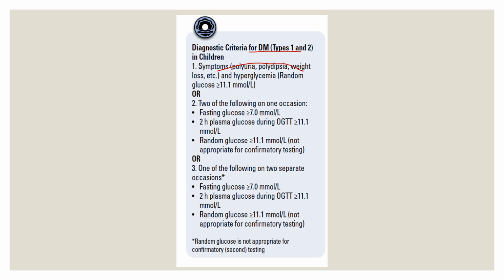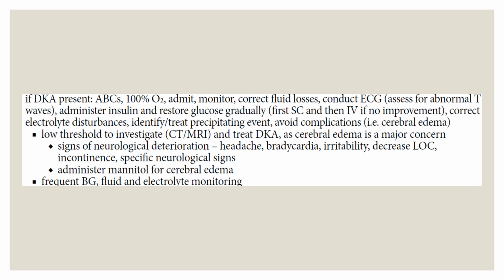Again, the symptoms are polyuria, polydipsia, and weight loss. There can be hyperglycemia or 2 of the following on one occasion, that is fasting glucose more than 7 or 2-hour plasma glucose more than 11.1 in millimole per liter, or random glucose more than 11.1. Okay, or one of the following on 2 separate occasions: fasting glucose more than 7, 2-hour glucose more than 11.1. Okay, so random glucose is not appropriate for confirmatory or second testing. You have to confirm it with fasting glucose or 2-hour plasma glucose.